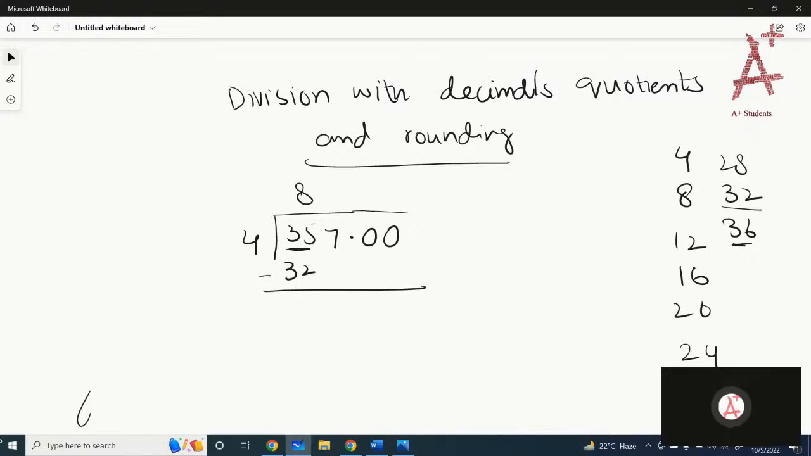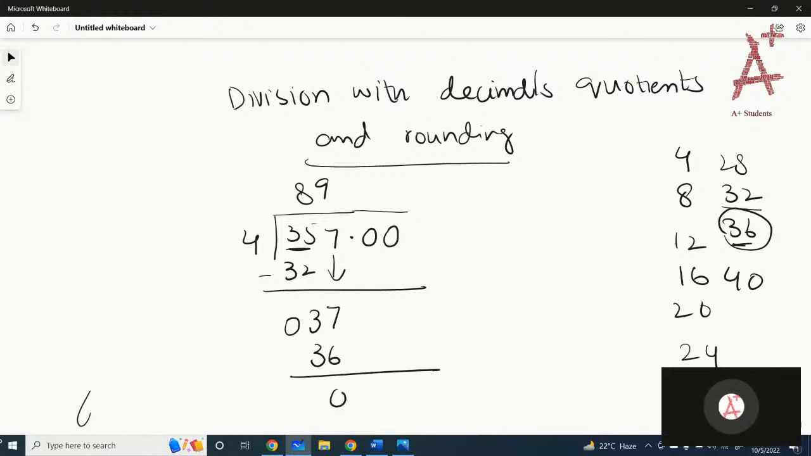Okay, just subtract them. 5 subtract 2 is 3, and 3 subtract 3 is 0. Now bring the 7 down. Now you have to count 4 until you get 37 or a number that is less than 37. Got it? So here you have 4 times 9 is 36. 4 times 10 is 40. So you can go for 4 times 9, that is 36. 7 subtract 6 is 1. Now here you have a decimal point. So just put a decimal point over here.